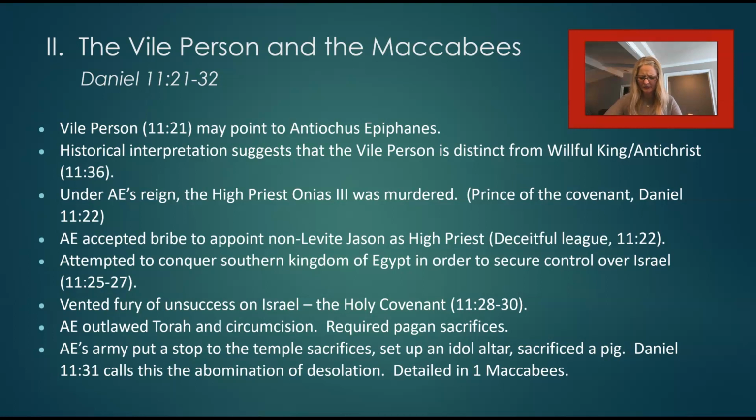It says, "And arms shall stand on his part, and they shall pollute the sanctuary of strength, and shall take away the daily sacrifice, and they shall place the abomination that maketh desolate." So this says that the army of this vile person will stop the sacrifice or take away the daily sacrifice and place the abomination that maketh desolate. Now, we know that Antiochus Epiphanes' army put a stop to the temple sacrifices. They set up an idol altar and also sacrificed a pig, which is an unclean and detestable animal, in the Jewish temple. Daniel 11:31 is referring to the abomination of desolation.